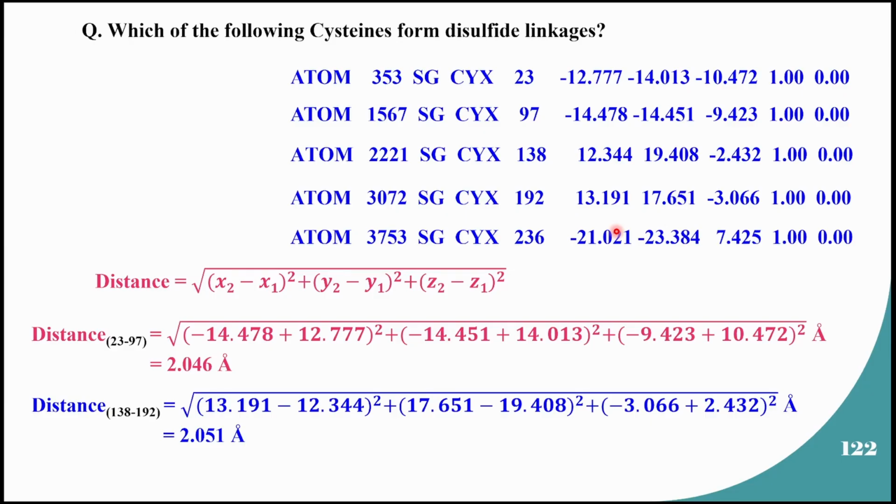You have that information. Now, if you have two atoms, for example, one has x1, y1, z1 as the 3D coordinates, another has x2, y2, z2 as the 3D coordinates.